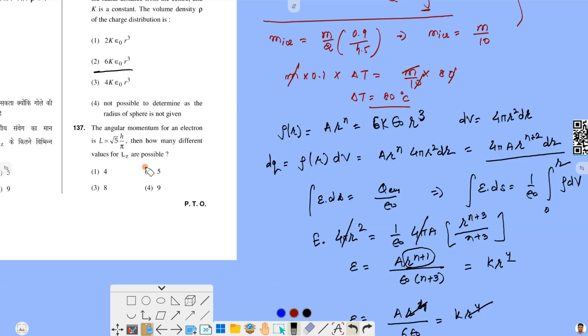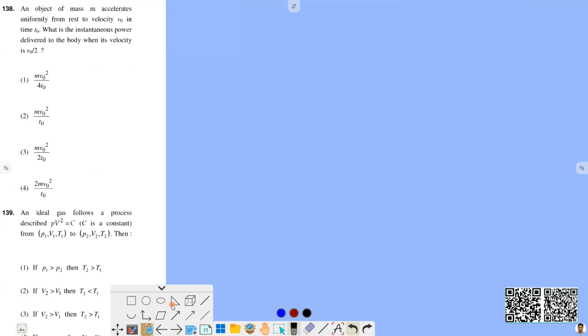Let us move to the next one. The angular momentum of an electron with L given by this value, and how many different values of Lz are possible. So this is related to quantum mechanics, and we are going to skip this one. So let's move to the next one, 138.